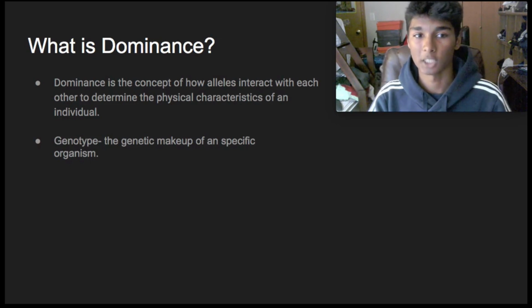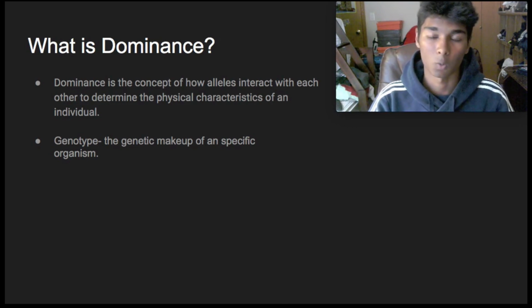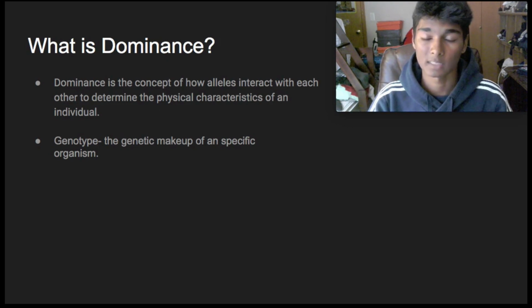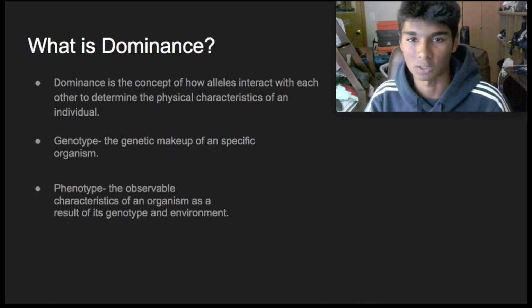Genotype is the genetic makeup of a specific organism. So for hair color, it's what your actual genes say, or what your alleles are. Like you have an allele for blonde and an allele for brown. That's what's in your DNA, and that's the genotype. It has the root word gene in it, so you get that.